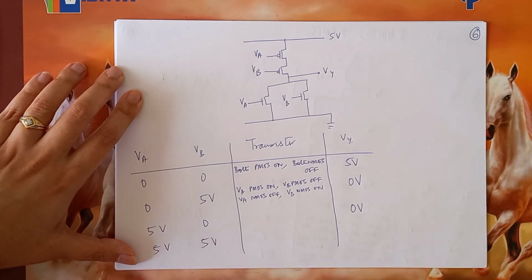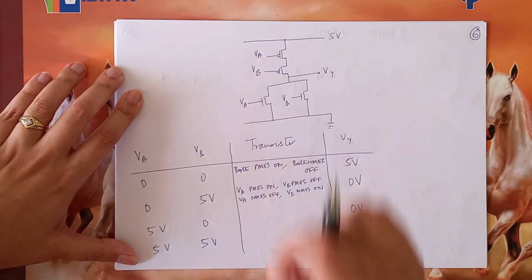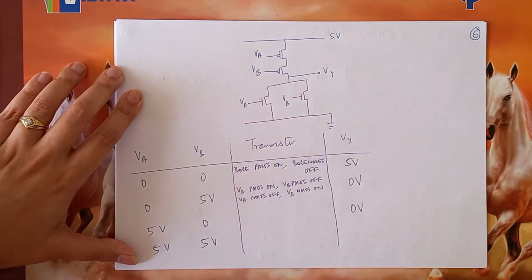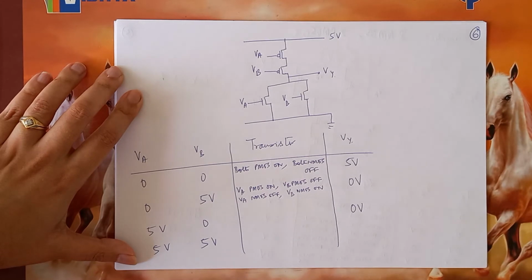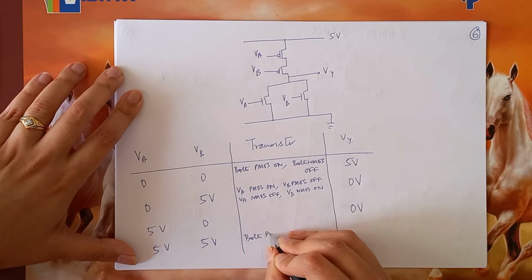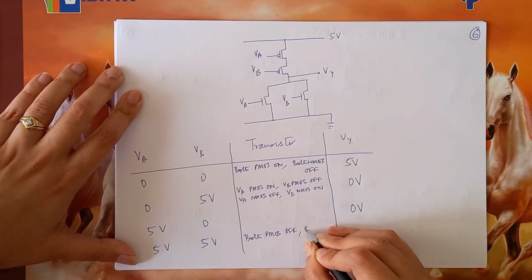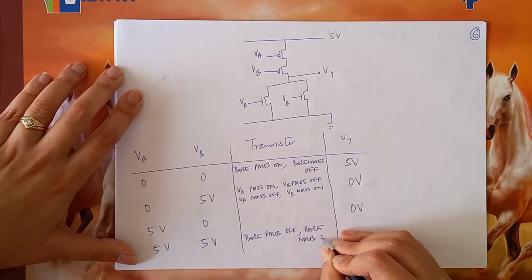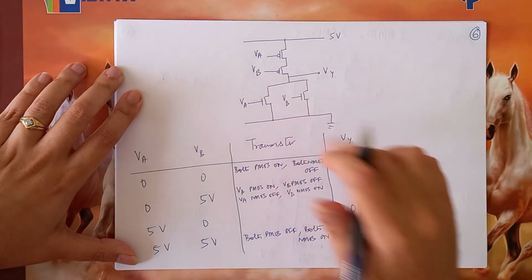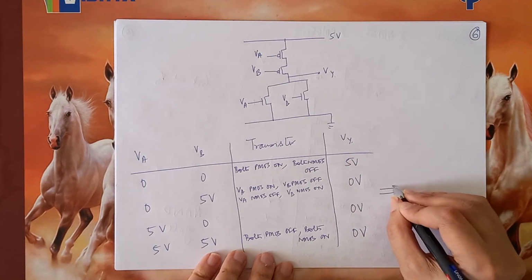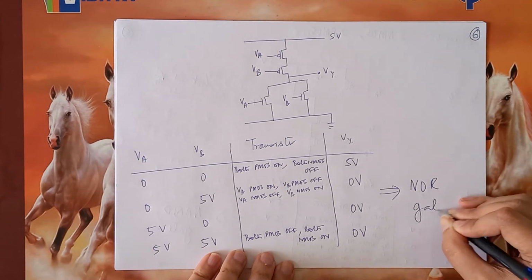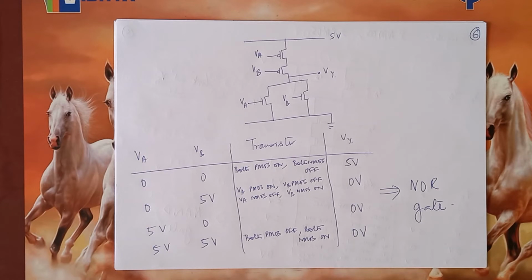Now, when both VA and VB are 5 volts, both the PMOSes will be off and both the NMOSes will be on. So once again, you will have Vy connected to ground through two parallel paths. So here it will be both PMOS off and both NMOS on. So in this case, there will be direct connection to ground and the answer will be 0 volts. So what you are seeing at the output, 1000, does this remind you of something? This is the NOR gate. Is that fine?